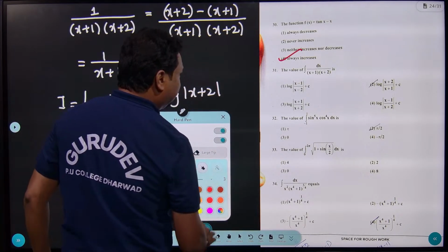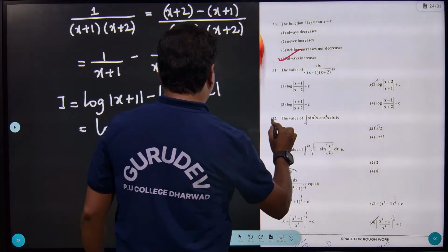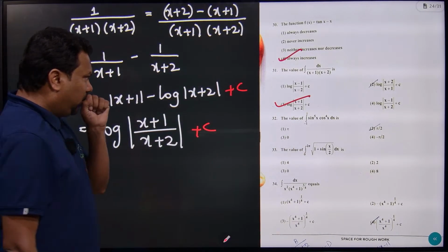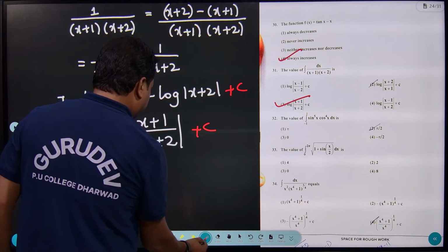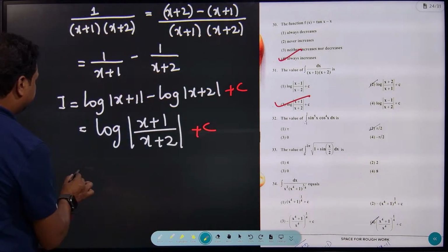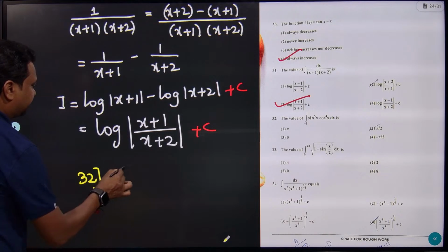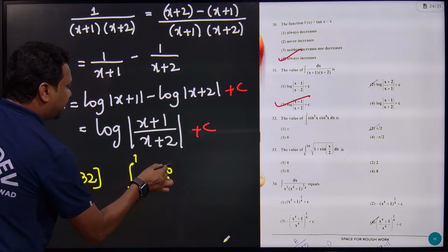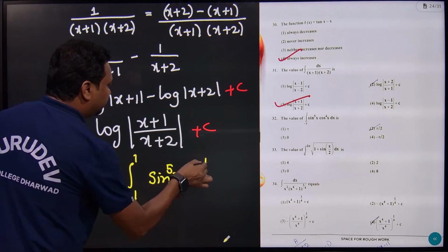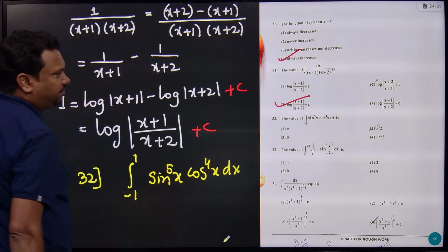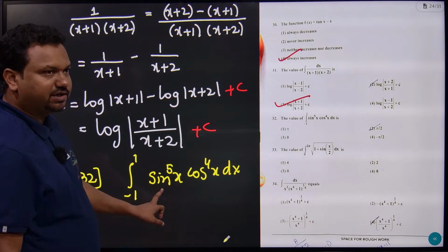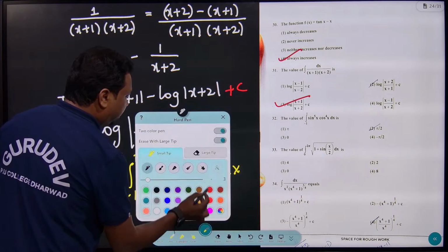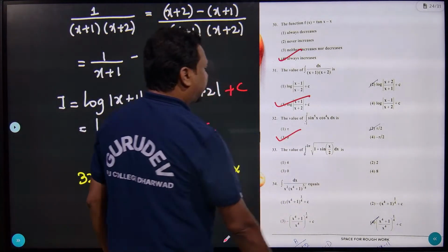So what should my answer be here? Log mod x plus 1 divided by x plus 2 plus c, that you can easily understand. Question number 32. In question number 32 there is a shortcut. Integration from minus 1 to 1 of sin to the power 5x cos to the power 4x dx. If you observe carefully, sin is an odd function with an odd power, so the one-line answer is 0. That should be the final answer. 0 is the right answer.